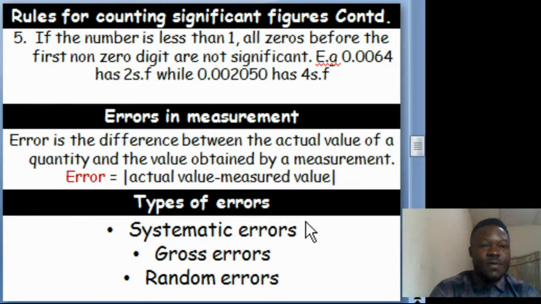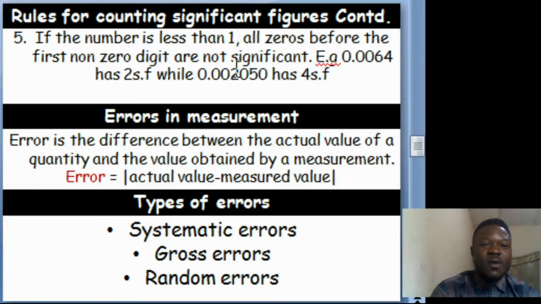Now, rules for counting still continue. If the number is less than 1, let's say 0.0064, you still count. The zeros in front are not counted. You don't count them. And that is why this one has 2 significant figures, because these zeros are not significant, but 6 and 4 are the 2 significant figures.